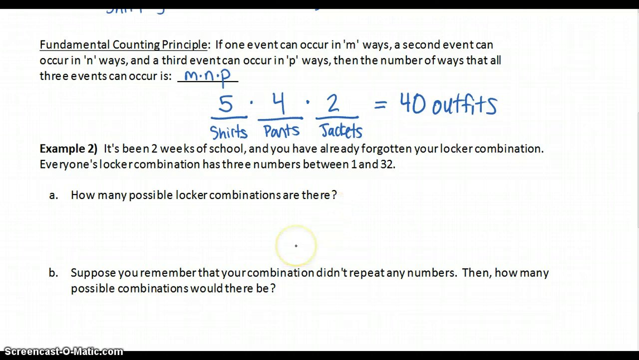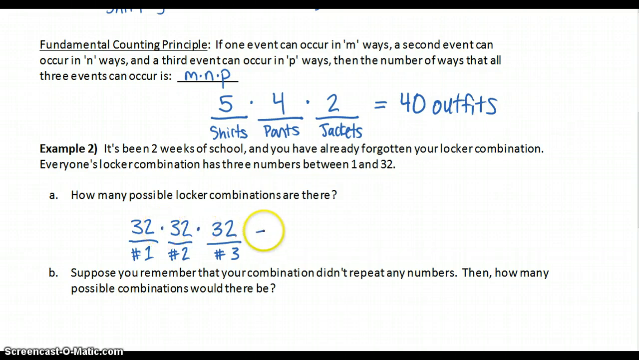So using the fundamental counting principle, we know that there are three different numbers, right? Our first number, our second number, and our third number. Well, it can be any number between 1 and 32, so that's 32 different possibilities. So there are 32 options for our first number. Likewise, there are 32 options for our second number, and once again, there are 32 options for our third number. So all we have to do is multiply all of those numbers together.